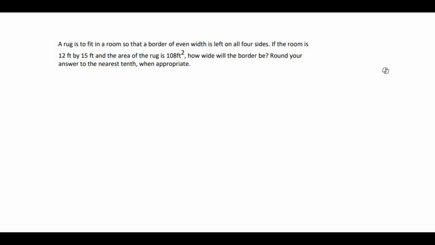A rug is to fit in a room so that a border of even width is left on all 4 sides. If the room is 12 feet by 15 feet and the area of the rug is 108 square feet, how wide will the border be? And round your answer to the nearest tenth when appropriate. So I'm going to start off by making a sketch.